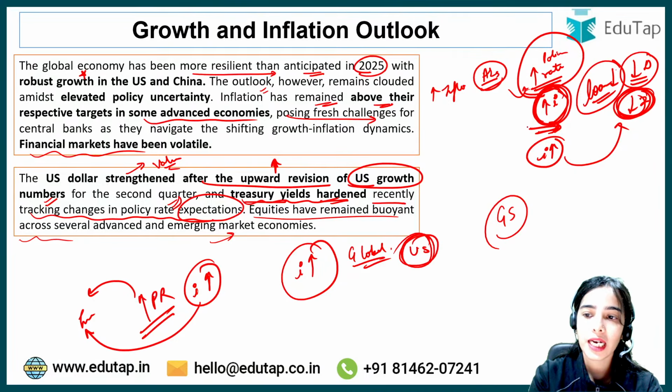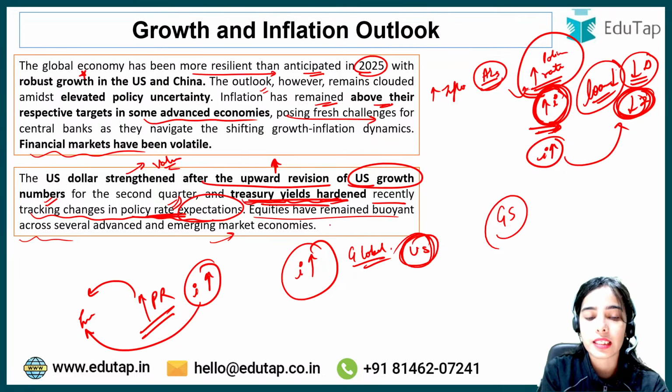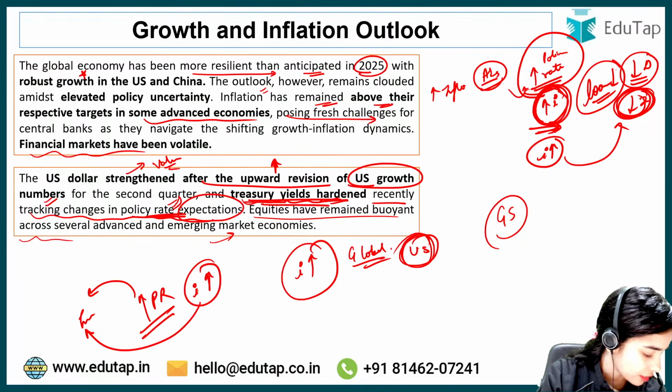So it is expected that the policy rate is going to increase in the future, due to which the treasury yields, the interest rate for treasury bonds and government securities, are hardening in the US and major economies. Okay, this is the idea.